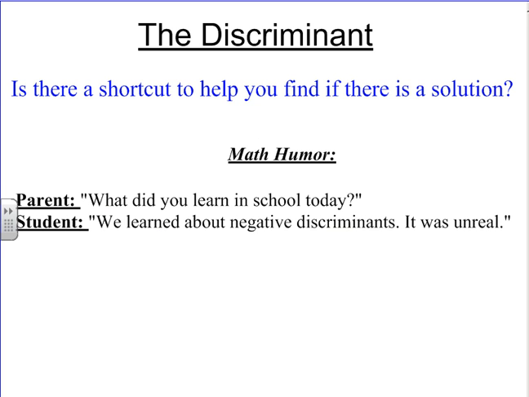When talking about quadratics and the quadratic formula, you need to talk about the part that's called the discriminant, and that's what this is about. Basically, is there a shortcut to help you find if there is a solution? There is, and that's what we use the discriminant for, to help us determine the number of solutions.